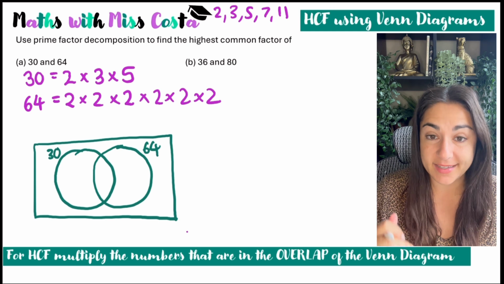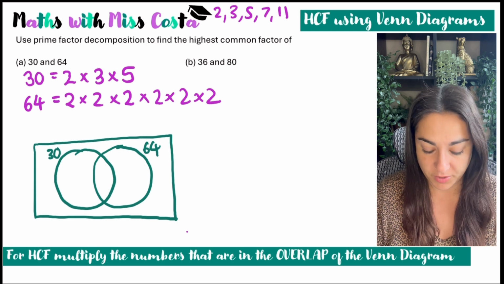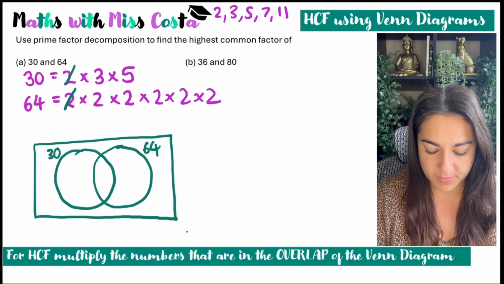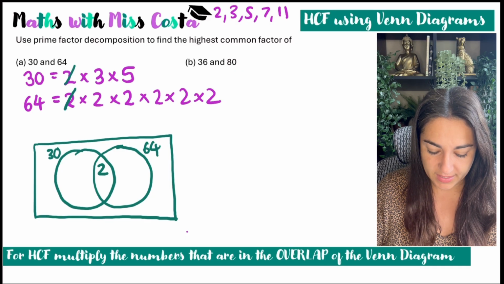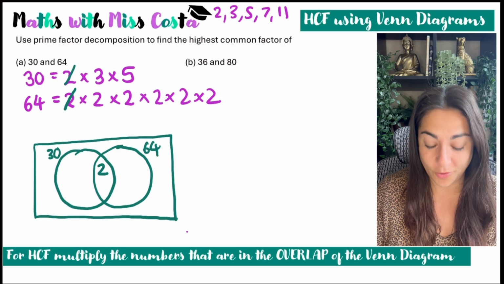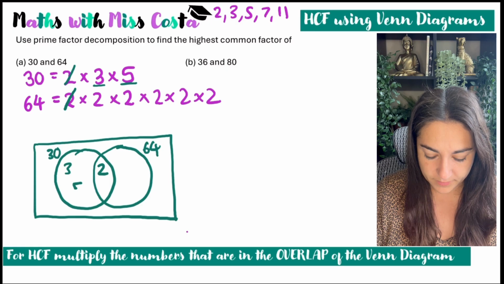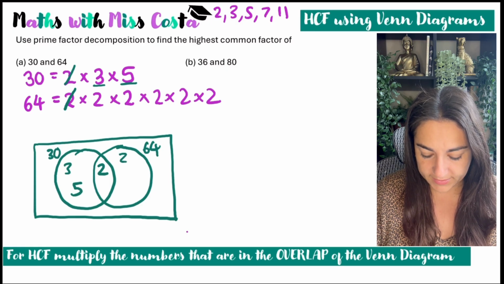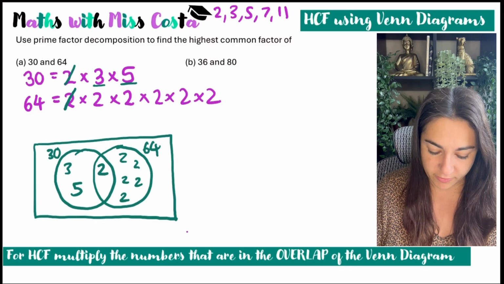So anything that is common to both 30 and 64, anything that is a factor of both of them, we cross out and we put in the middle. So 2 appears in both of them, so I'm going to put that in the middle. Now, nothing else is common, so then I'm going to put the 3 and the 5 over here, and all of the other 2s, so 1, 2, 3, 4, 5, in 64. So what I've done is I've put all of these numbers in the Venn diagram.